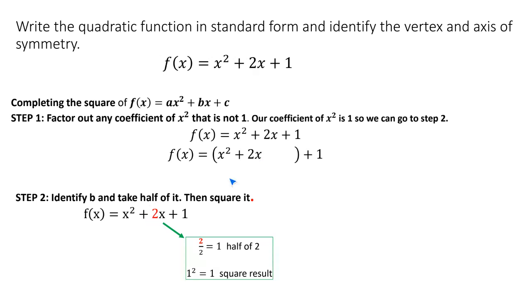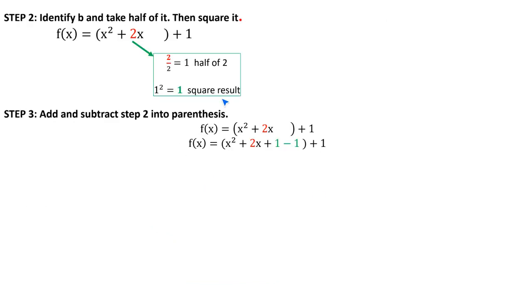The second step is I'm going to take the number in front of x, which is 2, and I'm going to divide it by 2 because I'm taking half of it. So 2 divided by 2 is equal to 1. And then whatever answer I get here, I'm going to square it. So 1 squared is equal to 1. So this result, we're going to add it into the parentheses right here. So I have my positive 1, and then again, I'm going to subtract the 1. And you can see here, 1 minus 1 is 0, so we're not changing the problem.